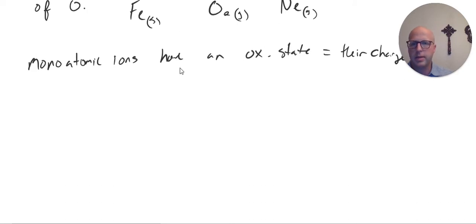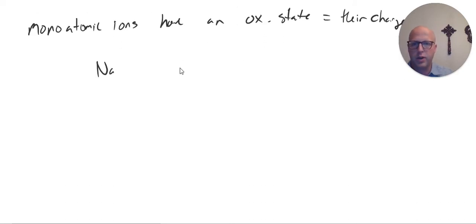Okay, we already kind of talked about that a little bit. Another example is if we have a sodium ion, it has a +1 or 1+ charge, so its oxidation state is also 1+. If we have oxide, a 2- charge, well, the charge on that is also the same as its oxidation state. If you had calcium, it has a 2+ charge. Well, that charge is equal to its oxidation state. So for monoatomic ions, charged ions that have one atom on them, their oxidation state is equal to the charge on that ion.